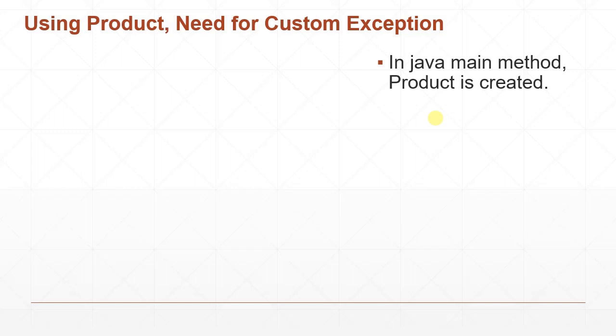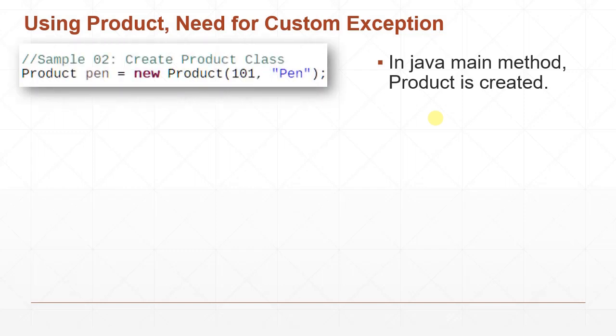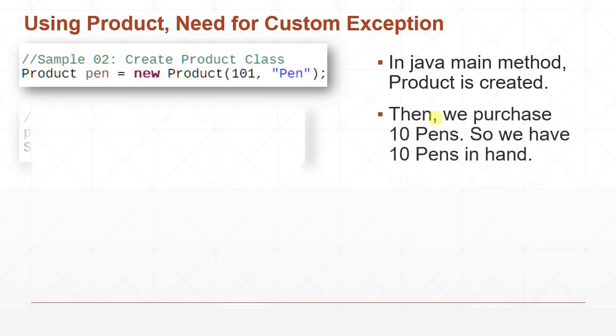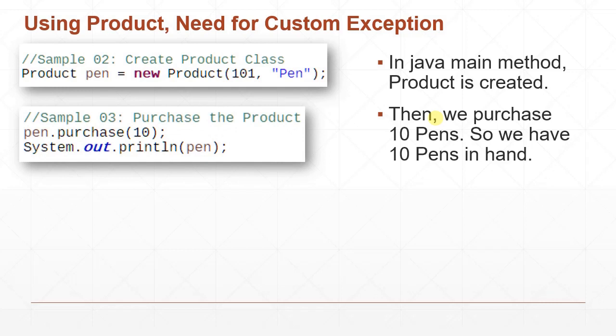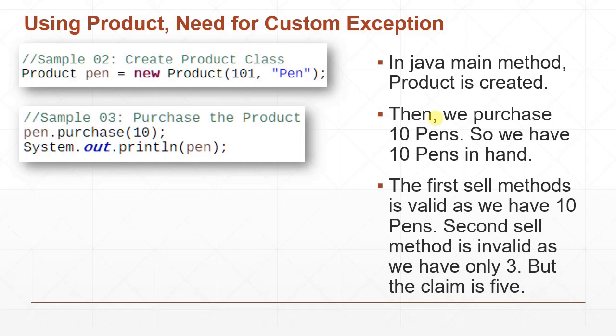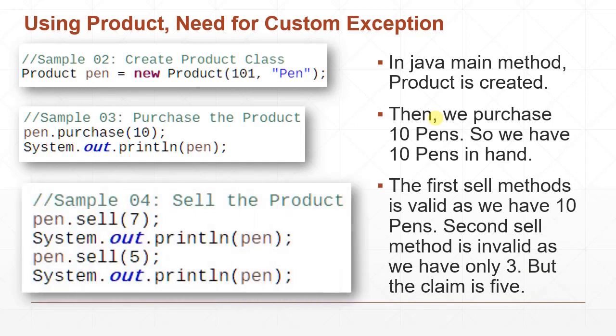Then in the Java main method we create the instance of the product class. Here in this example we are giving an ID as 101, and we are naming our product a pen. Then we purchase 10 pens, so the stock in hand will be 10 at this stage. First we sell, okay, before that we will look at the code. Alright, first we sell 7 products. So the stock in hand at snippet 3 is 3. So we are attempting to sell 7 pens. Since we have sufficient pens in hand, we can sell 7 pens. So after this sale, we have 3 in our stock.